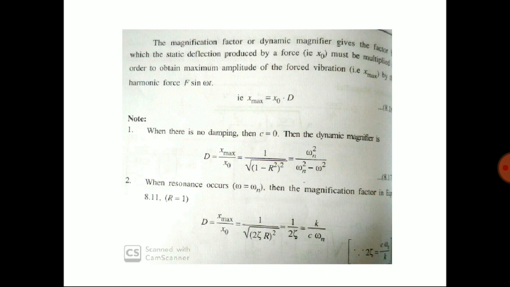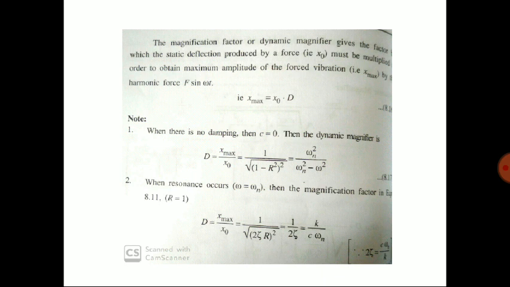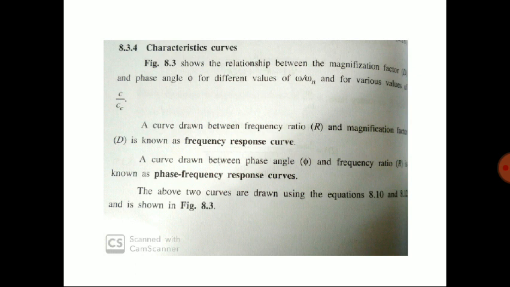Some more terms we are considering, same thing, only when resonance occurs in this equation, omega equal to omega n. When there is no damping, c will be equal to 0. That's all. So next one more term, that is characteristic curves. Characteristic curves means it is simply a curve which shows the relationship between magnification factor D, phase angle phi, and omega by omega n for different values of c by cc. The curve drawn between frequency ratio and magnification factor is called frequency response curve, and the curve drawn between phase angle and frequency ratio is known as phase frequency response curve.